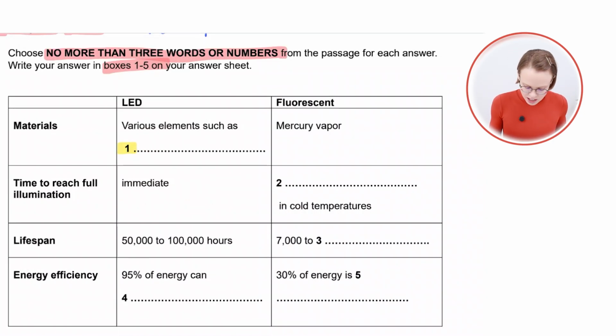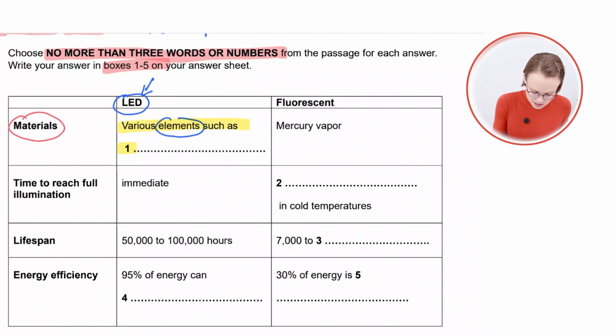Here it is. When you want to figure out the correct answer for the questions, have a look at the words around the gap where you need to fill in the word. Here it says various elements such as something. And obviously, we're looking for elements that have something to do with LED, because it says LED at the top here. And also, it says materials here. So elements likely refer to materials.